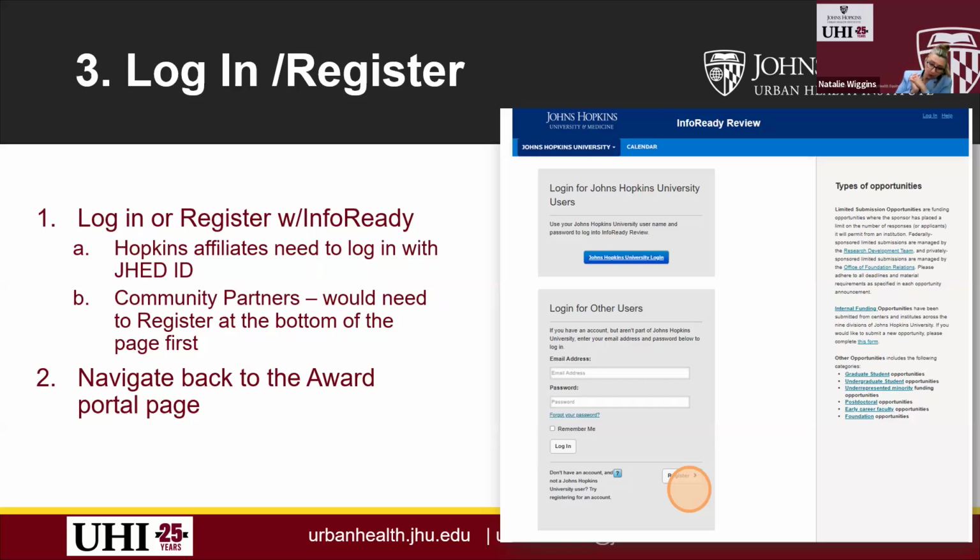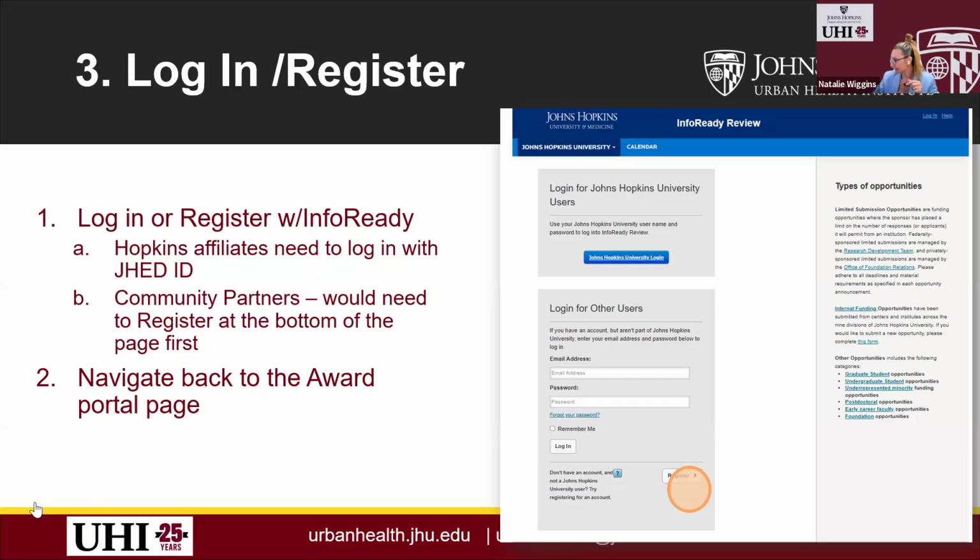You would need to register only once, and you would be able to not only apply for this funding opportunity, but also see what other university community collaborations are available university wide. So it's a really incredible platform that is made available to us. And if you don't have the account, be sure to really scroll and find that register button.